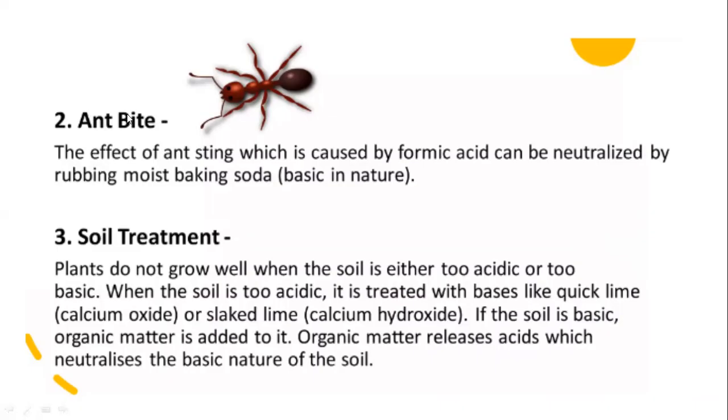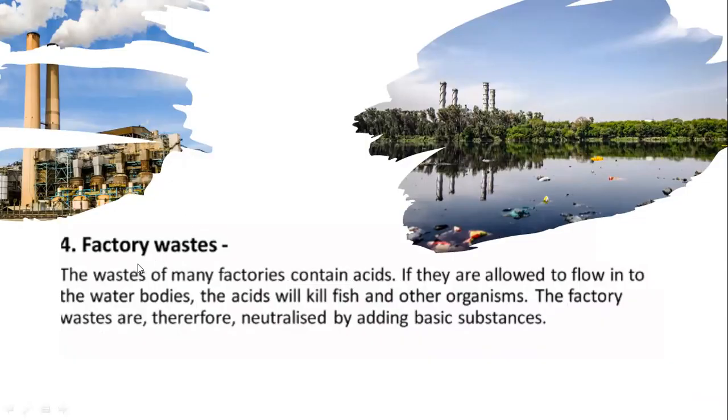If the soil is basic, organic matter is to be added to it. Why organic matter? Because it releases acids, which neutralize the basic nature of the soil. Now, fourth point is factory waste. The wastes of many factories contain acids, right? If they are allowed to flow into the water bodies, the acids will kill the fish and other organisms. The factory wastes are therefore neutralized by adding basic substances into the waste disposal areas. Okay, so here we complete our chapter, acids, bases, and salts as well.